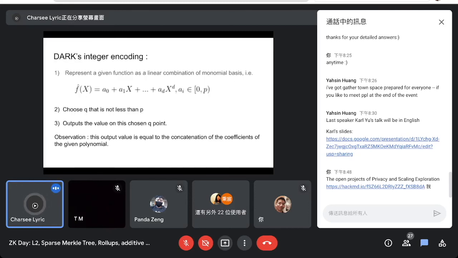And the third case here is Starks integer. It's a DARK scheme, right? One key component of this scheme is integer encoding, where you represent a given function as a linear combination of a monomial basis, like that, right? One limitation of such a scheme is that you need to choose the value that you want to prove to be not less than p, which is the order of the prime field, right?